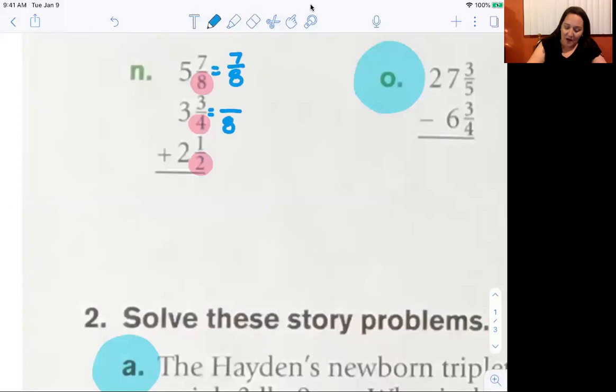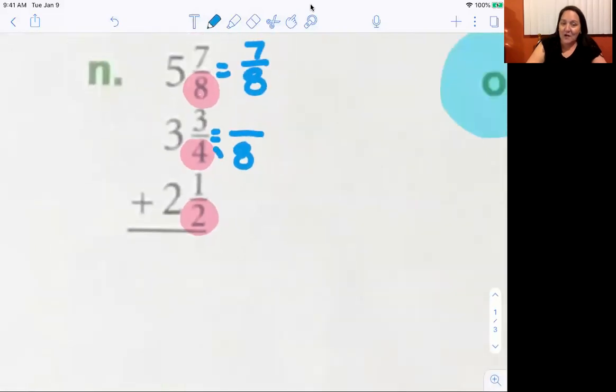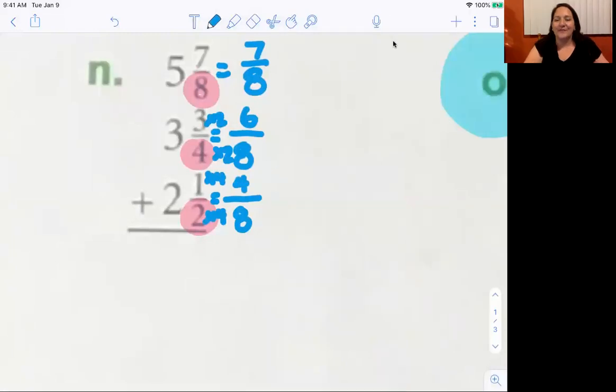What would 3/4 become? Remember, in class, we would always ask, 4 times what is 8? 4 times 2. So if 4 times 2 is 8, we do the same thing to the numerator: 3 times 2 is 6. Let's do the same thing for our last fraction. We're making equivalent fractions with 8s. So 2 times what is 8? 4. So 1 times 4 is 4. Now, all we have to do is add up the numerators. 7 plus 6 is 13, plus 4 is 17. So I have 17/8, and we'll get back to fixing that in a minute.